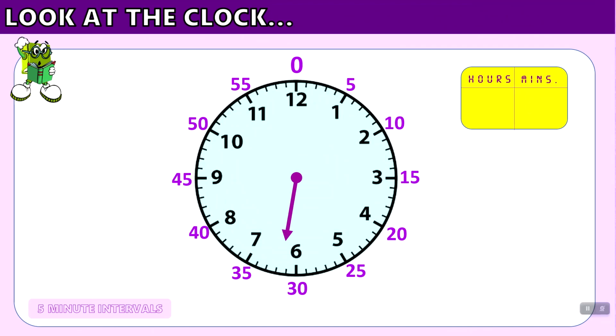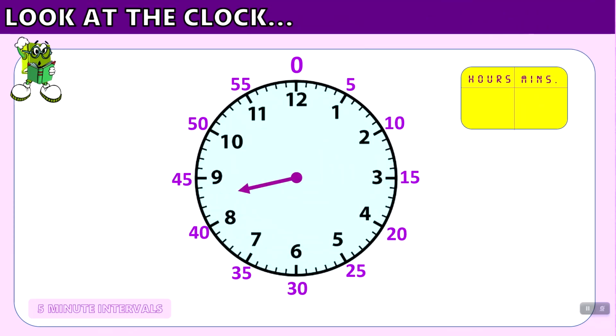Here we see the shorthand between the 6 and the 7. This tells us that it is 6 something. The longhand is on the number 5, which represents 25 minutes. Remember, every big number on the clock represents 5 minutes. And so this time is 6:25, or 25 minutes past 6.